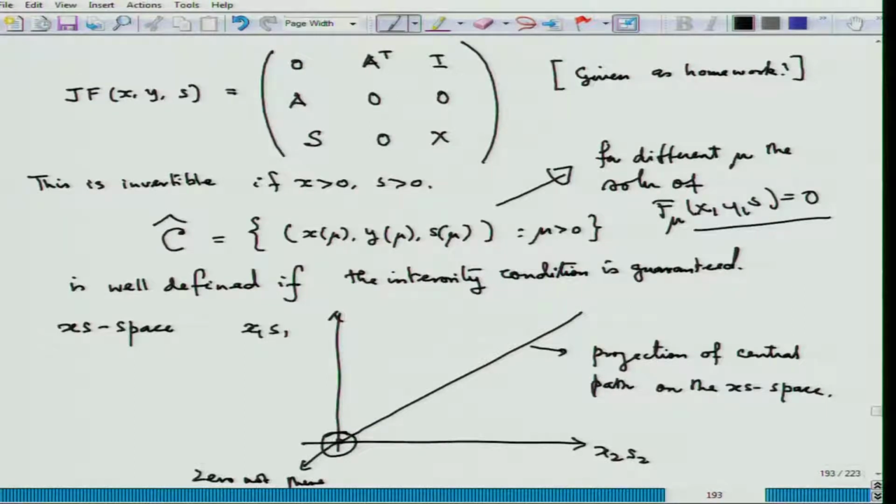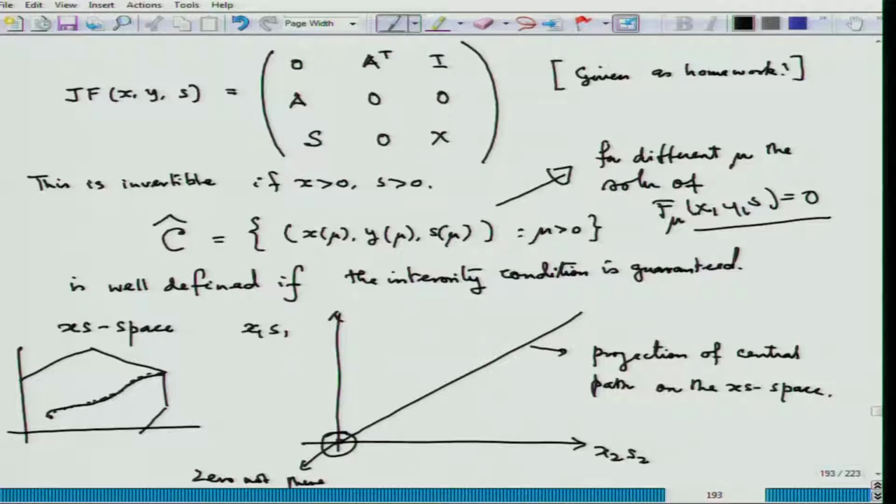So, for every mu you change, you have one solution; you change another mu, you have another solution. Again, I want to remind you, though I have been reminding this for a long time, that you keep on solving this system of equations, and all the points that you get create a path in the feasible space, and that is known as the central path.